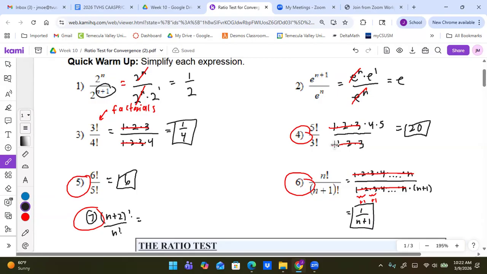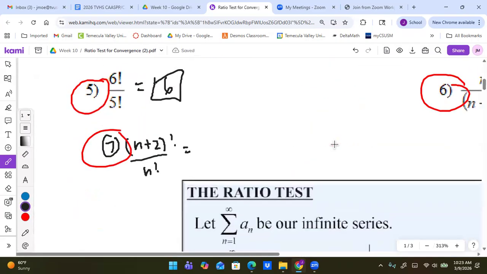Four. 1. Okay, by the way, I put 4 up here. No, 5 up here.